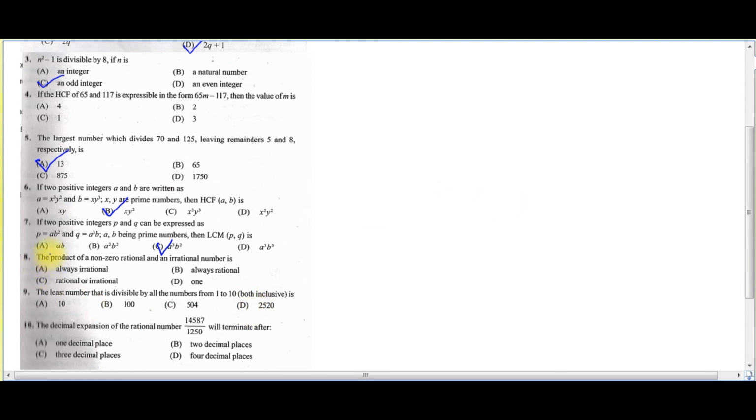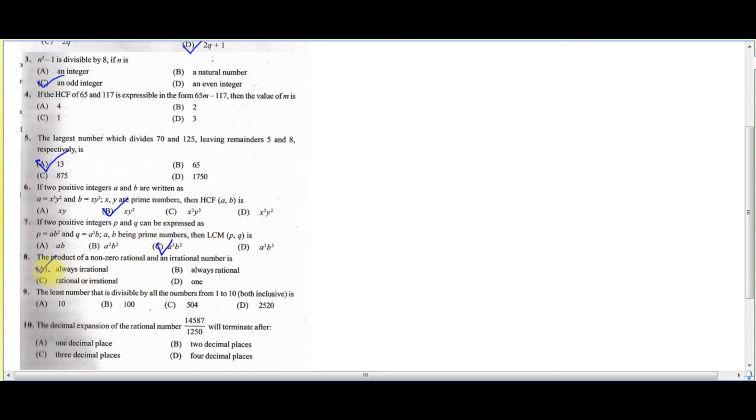The next is the product of a non-zero rational and an irrational number. This is a direct question from your textbooks. The answer is always an irrational number. It's just a remembering thing.